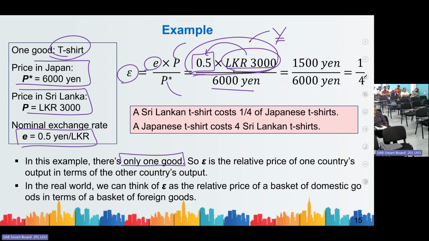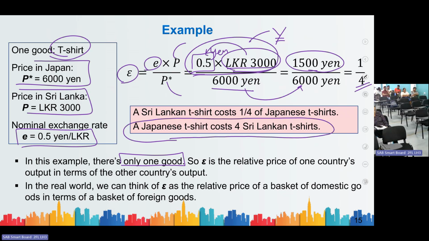So 0.5 yen multiplied by 3,000 LKR is equivalent to 1,500 yen. That is in the numerator. In the denominator, we have only 6,000 yen. So 1,500 yen divided by 6,000 yen, the ratio is 1/4. What does it indicate? It indicates that a Japanese t-shirt costs 4 Sri Lankan t-shirts.